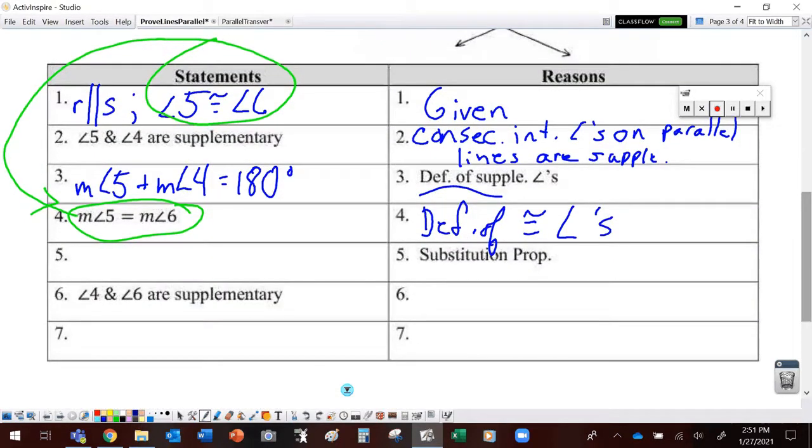All right, then substitution property. Well, substitution property says that we can replace stuff. Okay, well, I have this equation here, and I have that angle 5 and angle 6 are congruent. Their measures are equal. So I'm going to put the measure of angle 6 in place of the measure of angle 5. So instead of measure of angle 5 plus measure of angle 4 equals 180 degrees, we'll say the measure of angle 6 plus the measure of angle 4 is 180 degrees. And then the next statement is we're saying that angles 4 and 6 are supplementary. Well, guys, once again, that's the definition of supplementary angles.